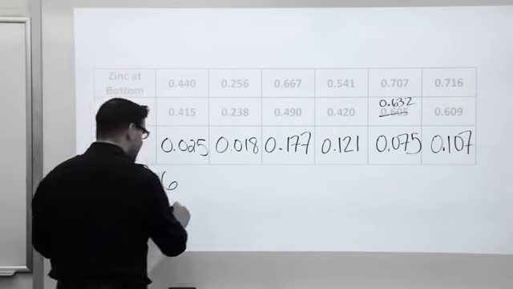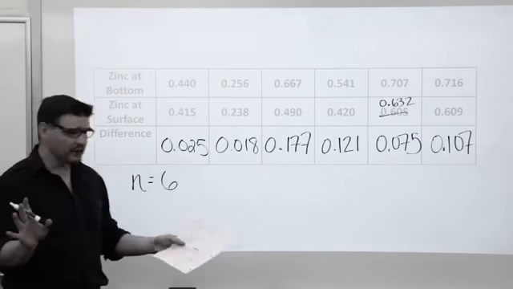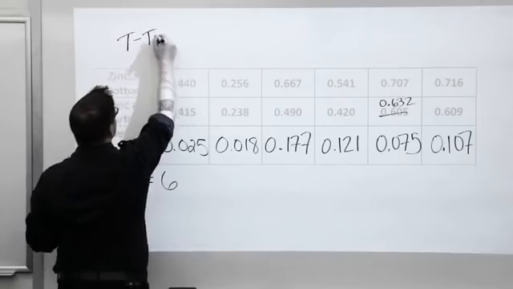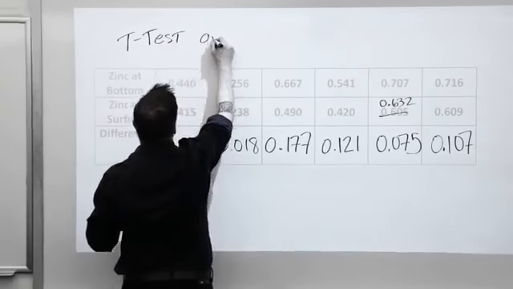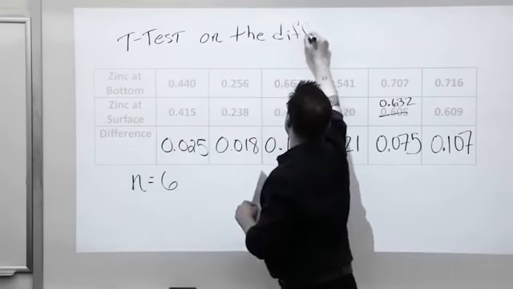I have a sample size of 6. That's pretty small, so what would you do? Remember what we're going to do. We're going to run a t-test on the differences. This column here, or excuse me, this row.